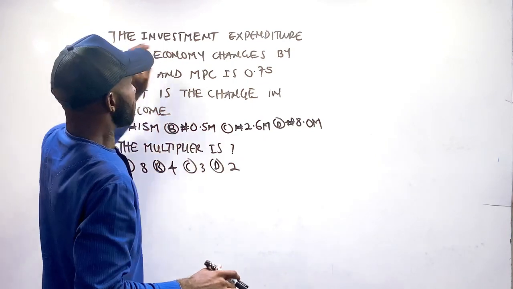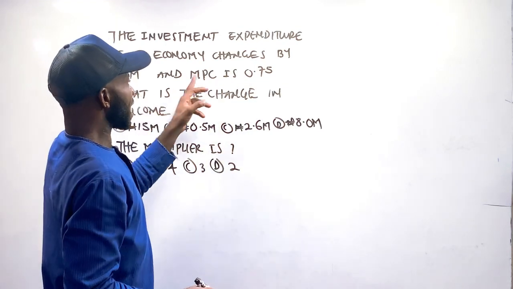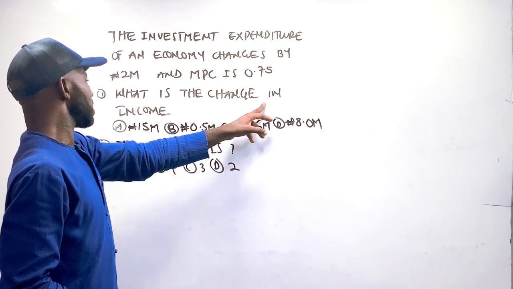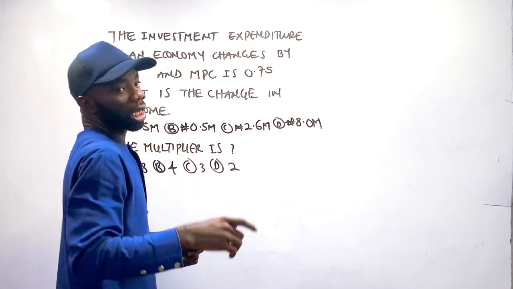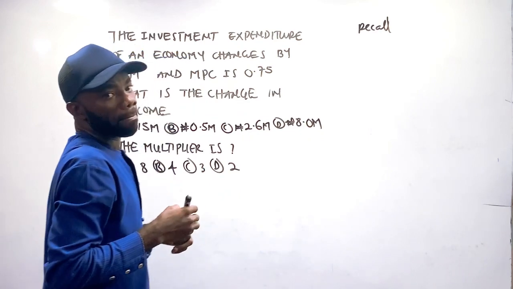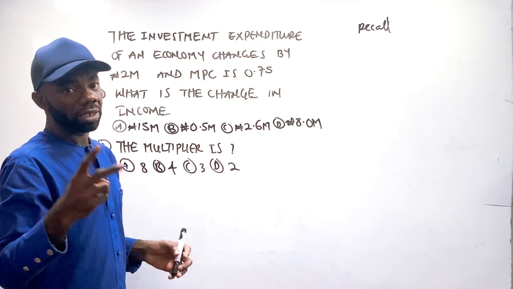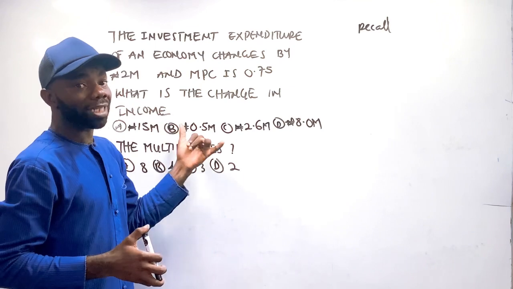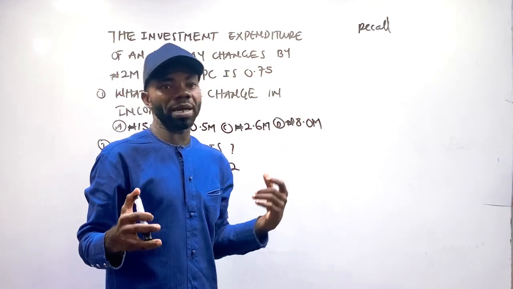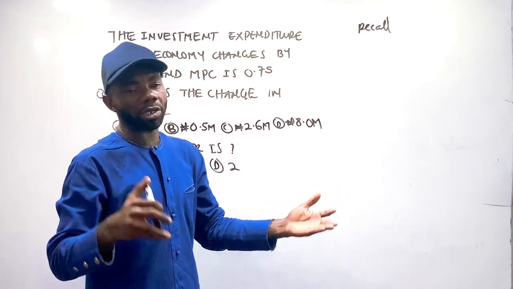The first one says the investment expenditure of an economy changes by 2 million naira, and MPC is 0.75. Question number 1: what is the change in income? If you have watched our old videos, you recall that multiplier has 2 formulas. And that's the only way you can actually calculate questions from national income accounting, requesting for either changes in investment, changes in consumption, or changes in equilibrium level of income, or changes in export, or changes in import.